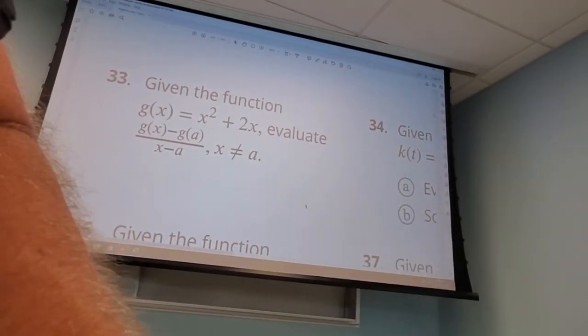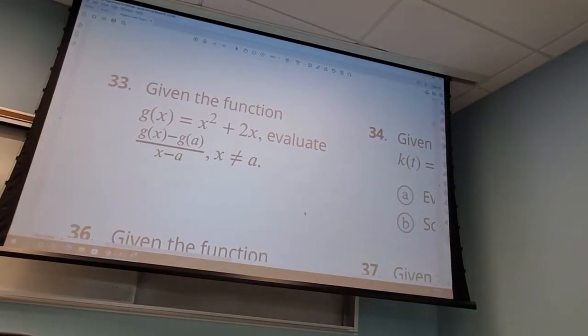Yeah. So that's all G of A is. If we're all cool with G of X and F of X, we have no problem with G of X, F of X, that's all good. We should have equally no problem with G of A. Right? If G of X is X squared plus 2X, G of A is A squared plus 2A.